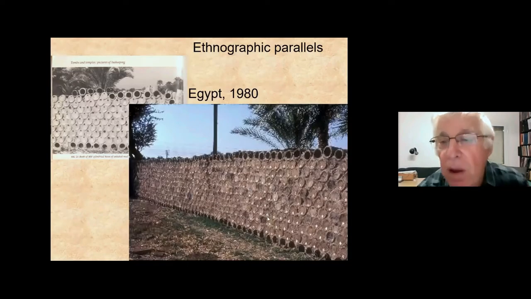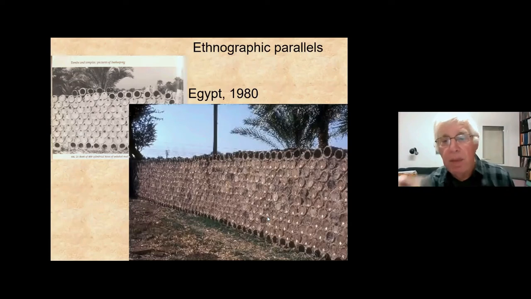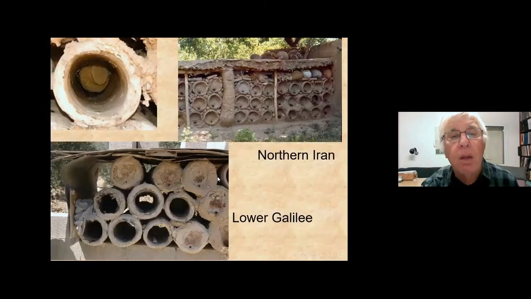And we know from ethnographic research in Egypt and in many parts of the Middle East about similar cylindrical hives. Here is a wall photographed in Egypt. It includes hundreds of such hives. You can see them here, all over. And this is a picture I took in Lower Galilee in Israel, in an Arab village. You can see hives almost identical to ours. You can see even the honeycomb hanging from the comb here.